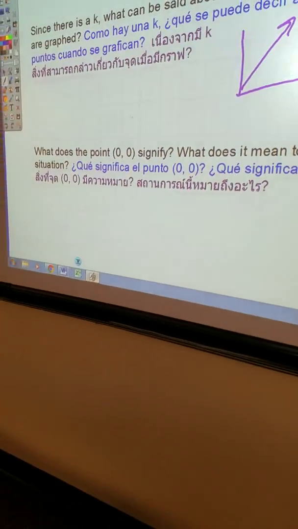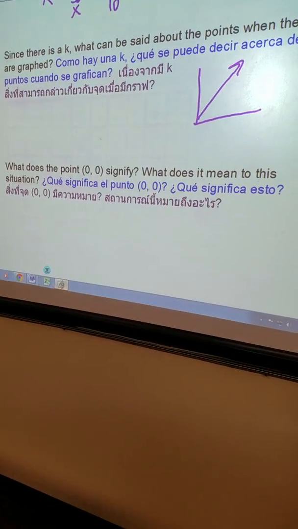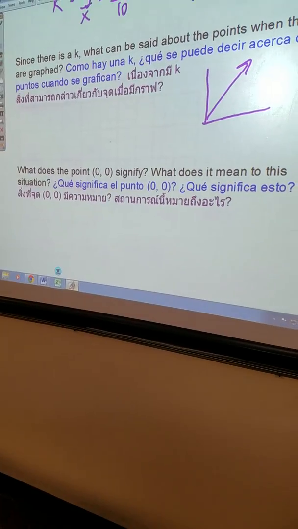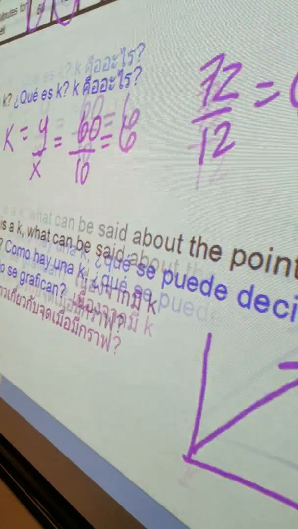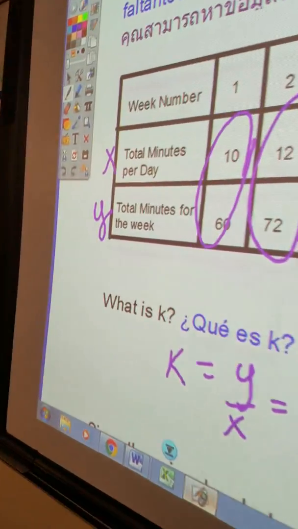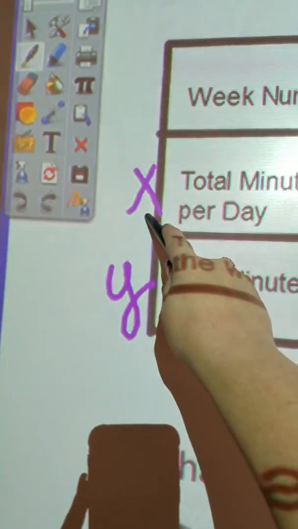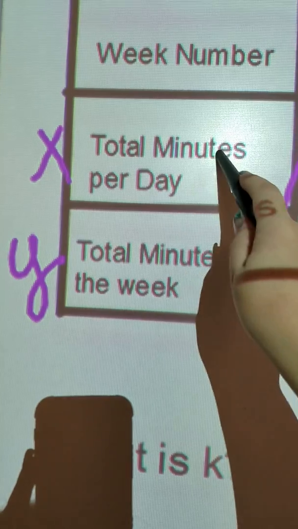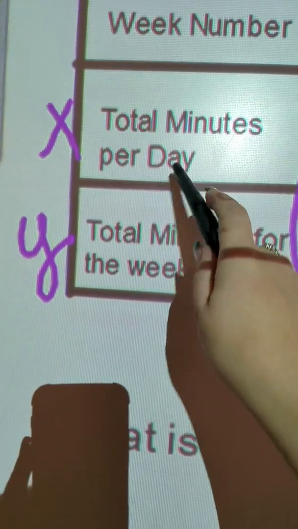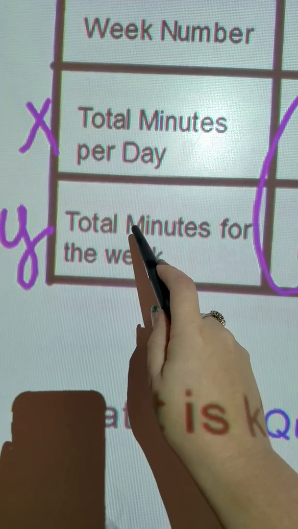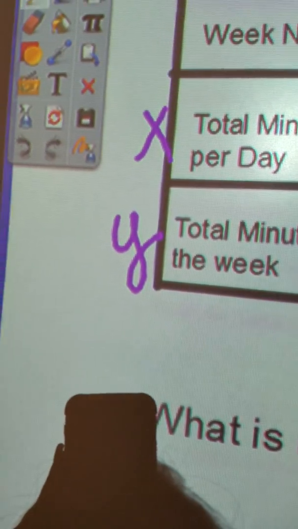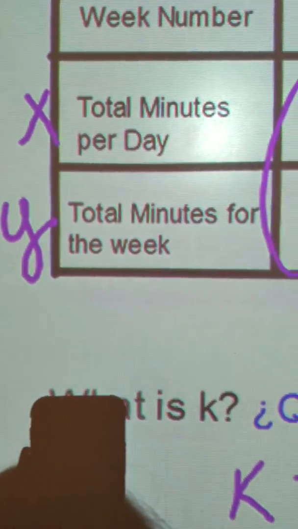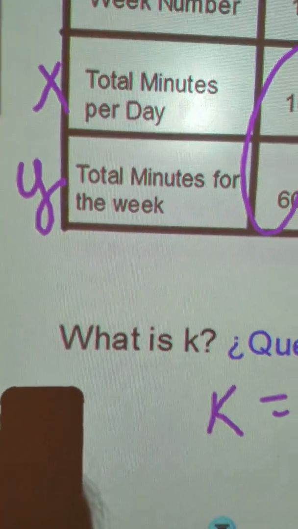The next question is, what does the point (0, 0) signify and what does it mean to this situation? So (0, 0) means we have to go back to our table. If X is 0, that means that there are 0 minutes per day. And if Y is 0, that means that we have 0 minutes for the week. So again, pay attention to your X and your Y, and that will tell you how to answer the questions for 0.